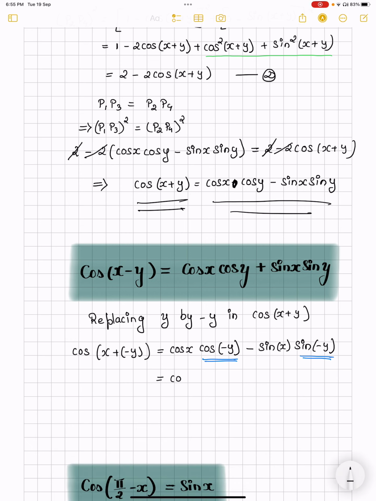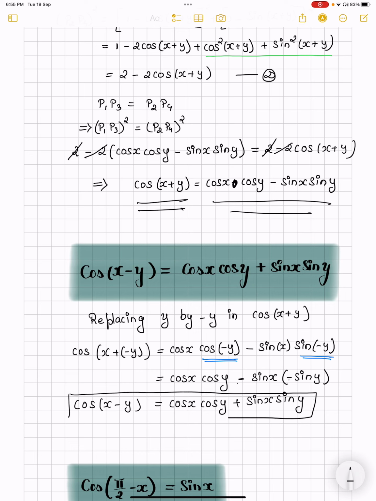Now here I would be getting cos x cos y, and then minus sine x and then minus of sine y. This minus and this minus both would get multiplied and I would be getting a positive, and the result is going to be cos x cos y plus sin x sin y. It's going to be equal to cos of x minus y. That's it. We proved it. Quite simple. This is how these two formulas we have proved.